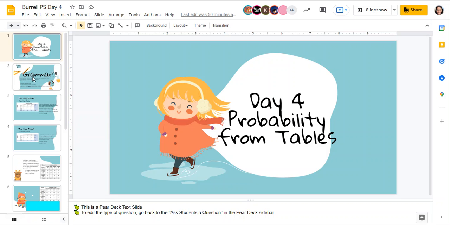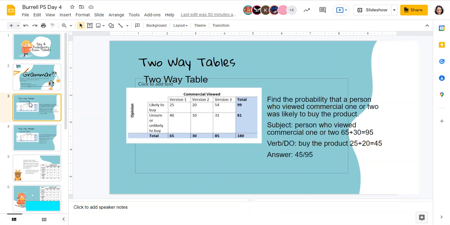All right, so I'm going to go straight to the first example here. We have a two-way table, and we have people who viewed a commercial. They viewed version 1, version 2, or version 3 of a commercial. And then they recorded who said that they were likely to buy after watching each version and who said they were unsure or unlikely to buy. So the columns are labeled version 1, version 2, version 3, and the rows are labeled likely to buy or unsure. And then we also have totals for each row and column.